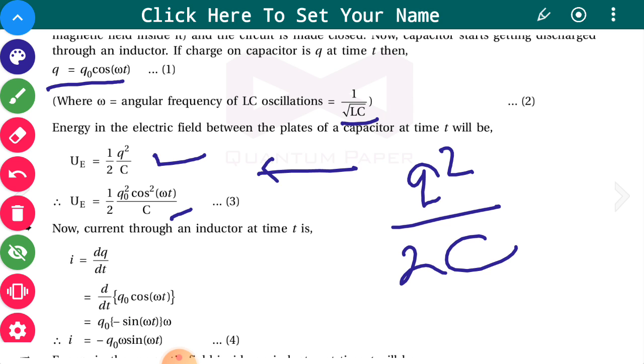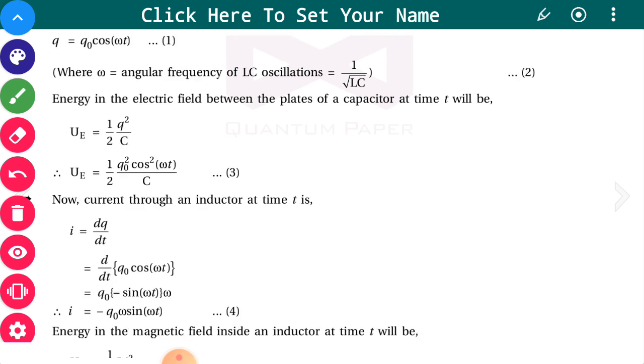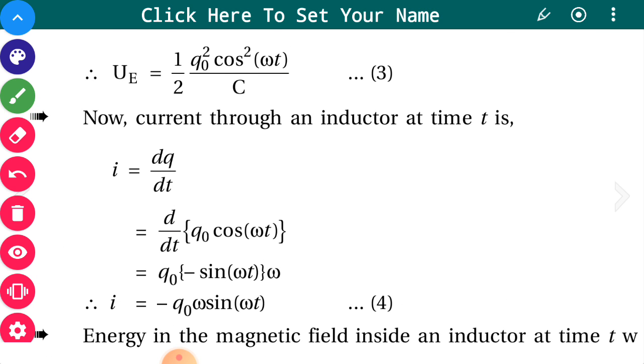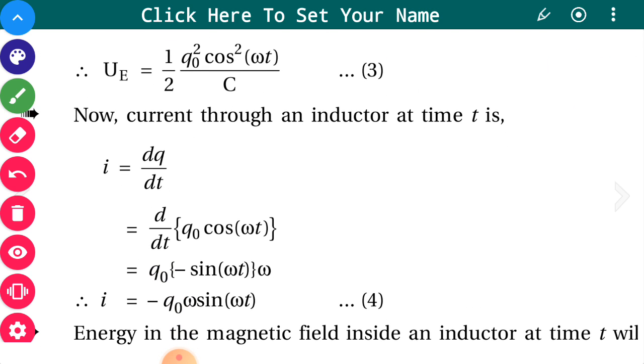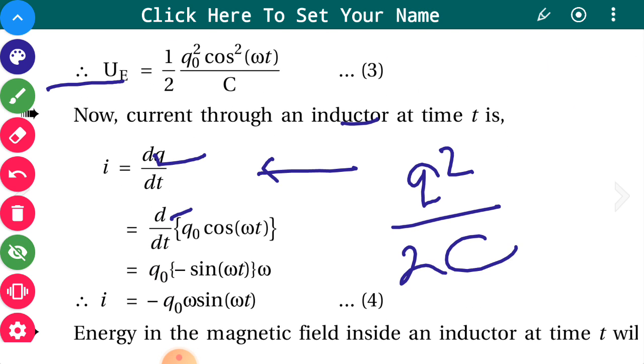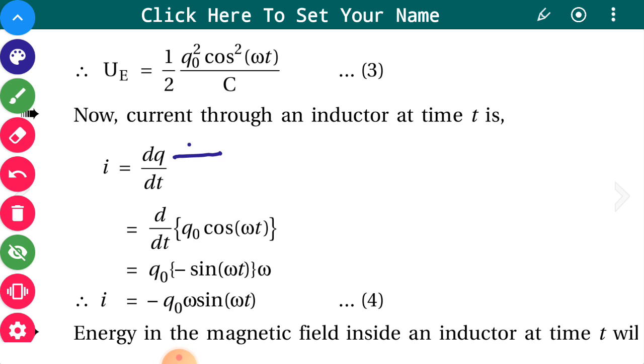Now if you want to find the current, then we have to just take the differentiation of the charge. dq by dt is nothing but the current. So instead of q we shall write q0 cos omega t, and if you take differentiation, then cos will give minus sin omega t, and omega is multiplied with t, so we just have to multiply by omega. So it becomes minus q0 omega sin omega t as the current at any time t.